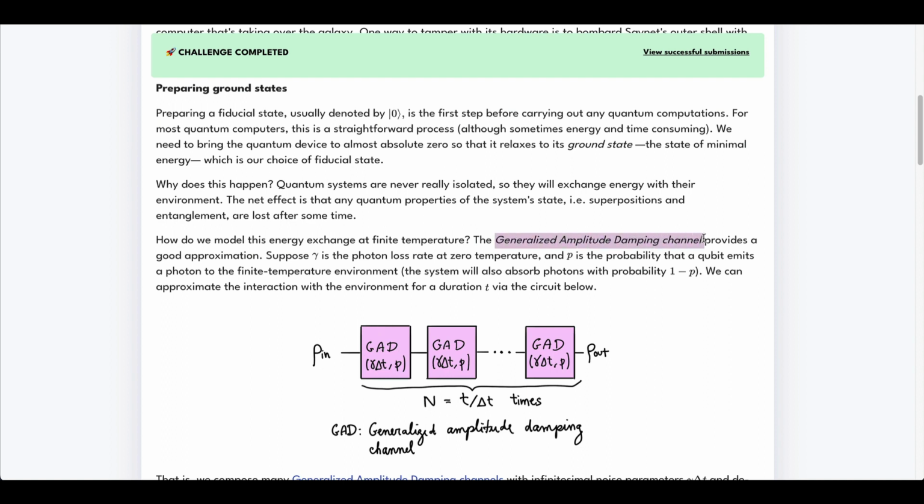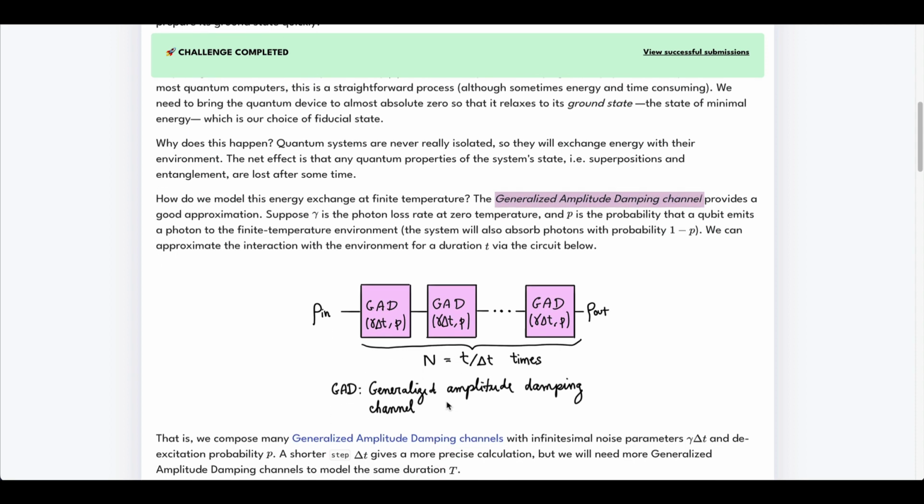And we're told that we can somewhat accurately do this by using what is known as a generalized amplitude damping channel. If we have access to this model and we pass to it a parameter gamma times some time delta t, where gamma is the photon loss rate at zero temperature, and delta t is just a small period of time, and then we also pass some probability p, which is the probability that a qubit can emit a photon. So if we have that available and we repeat this many times, we can model the effect that this thermal environment has on a qubit after some time t.